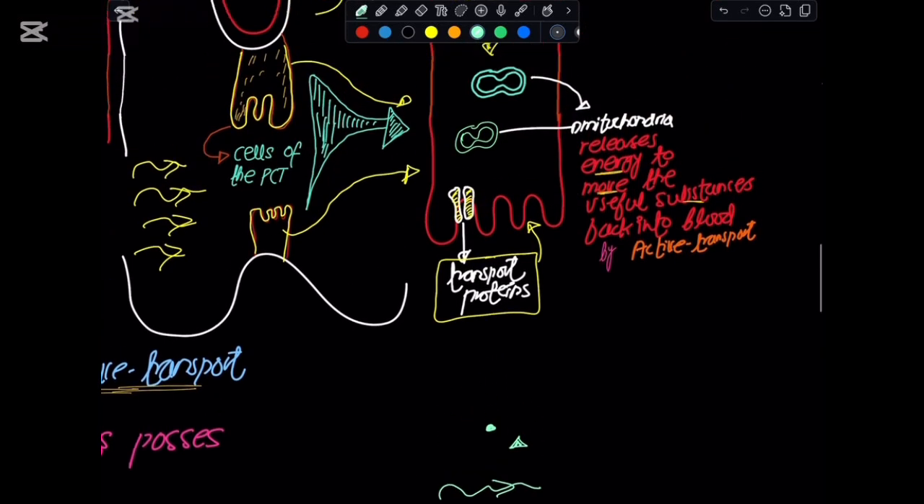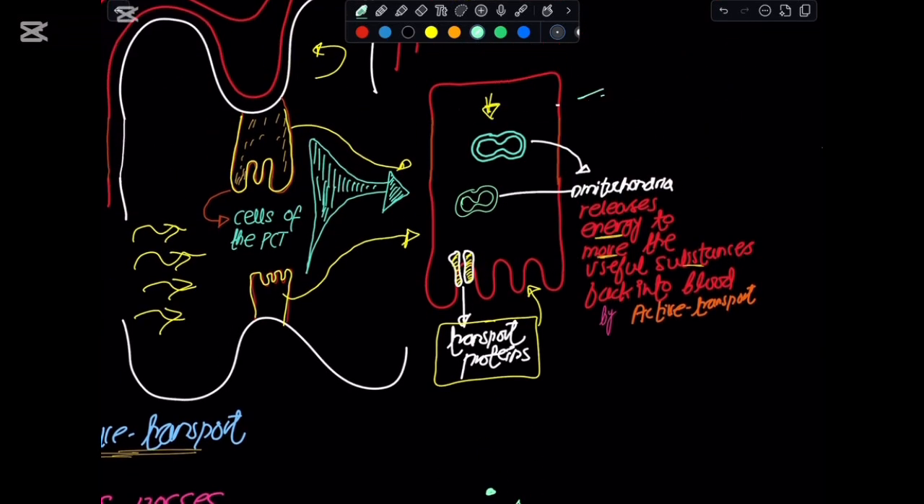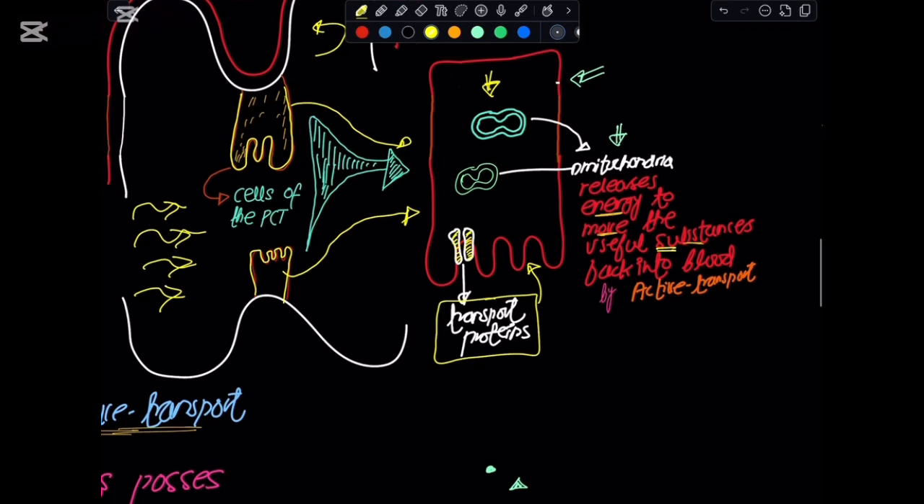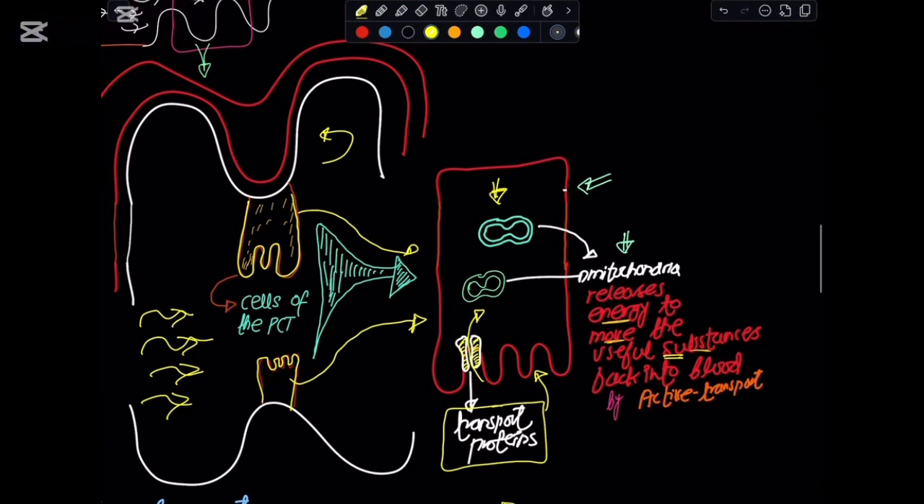So the cells of the PCT, or the proximal convoluted tubule, are going to employ their mitochondria. The mitochondria would release energy in the form of ATP, and that would move these useful materials out of the filtrate that we took out of the blood. They would come into the cells of the PCT, or the first coil tubule, and from there these useful materials would be taken back into the blood.